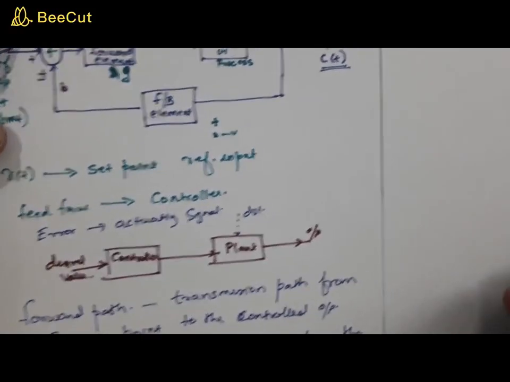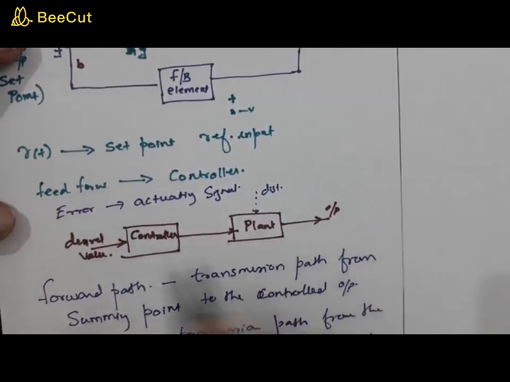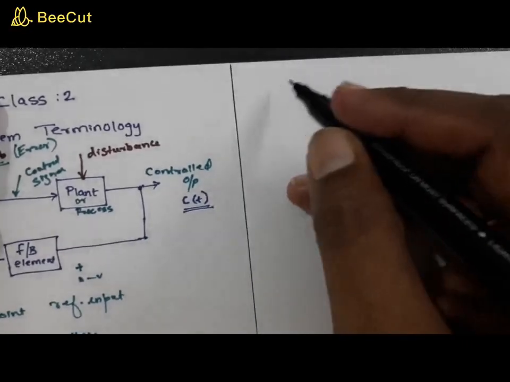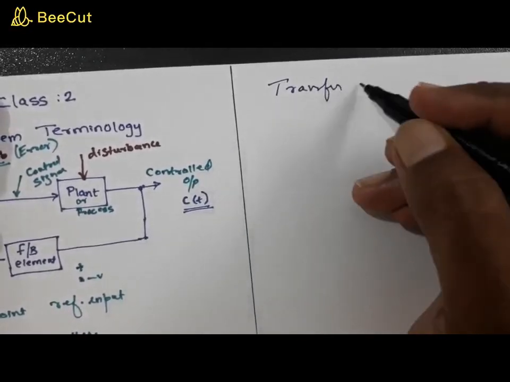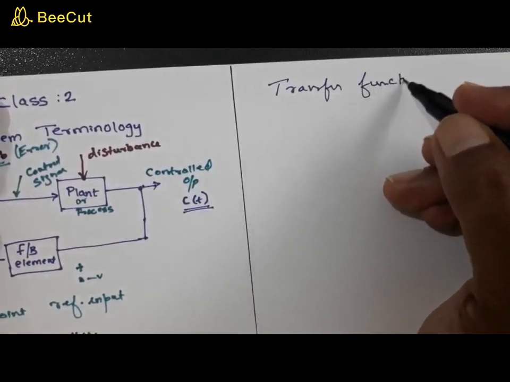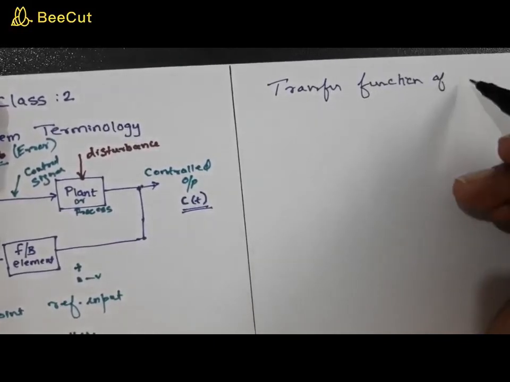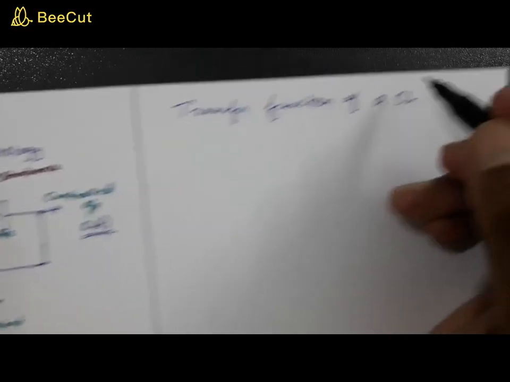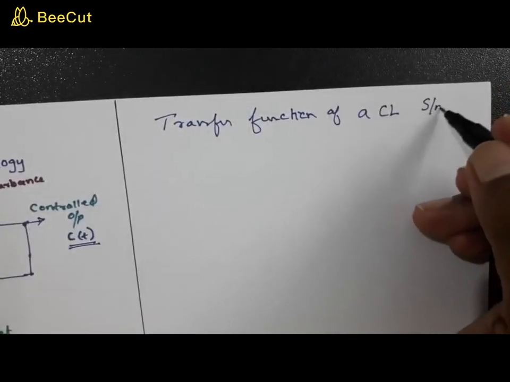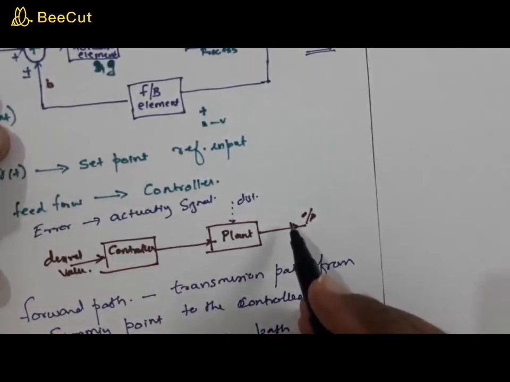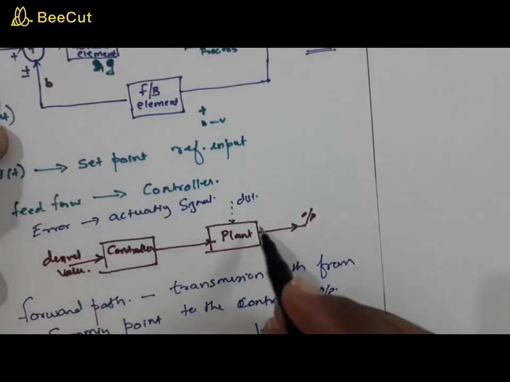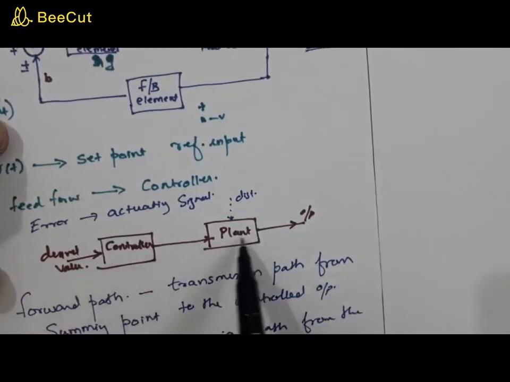Okay. Now the next portion is to find out the transfer function of a closed loop system. Before that, you need to have an idea about the transfer function of an open loop system.